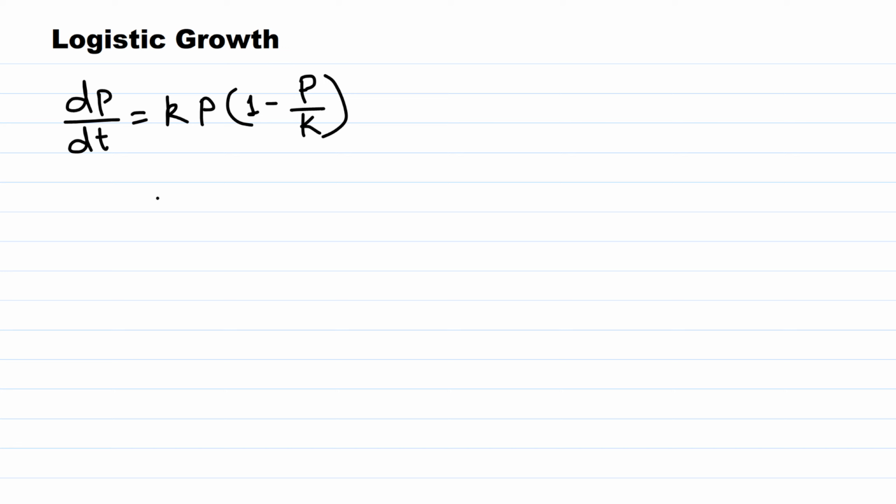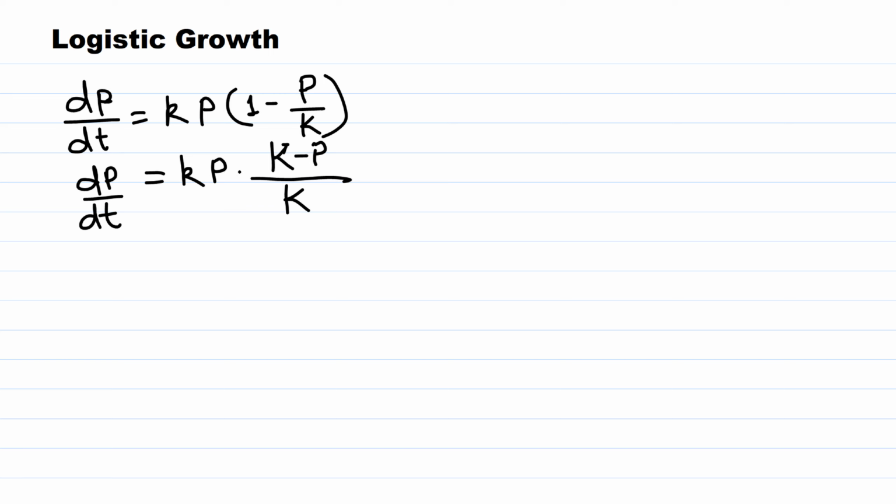Logistic growth. The model is that the rate of change of population is given by this, where k is a constant, P is population, and uppercase K is the carrying capacity. Here, let's combine these two, 1 minus P over K. So we get k P over K times (K minus P). That is dP/dt equals.